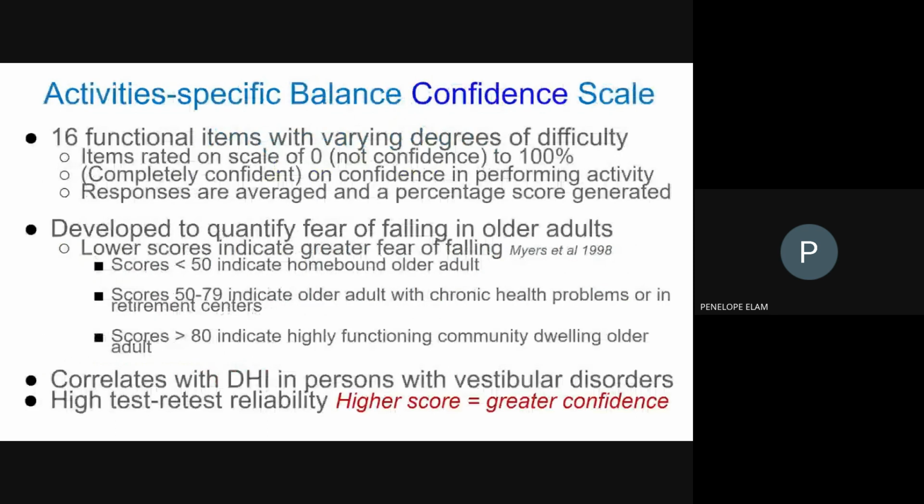And then the ABC, you've seen this before. The only difference with the ABC is that the higher the score, the greater the confidence, meaning the less risk for falls. So a higher number indicates that they are functioning better, versus the other two scales, where the higher the number, the more severe the impairment.